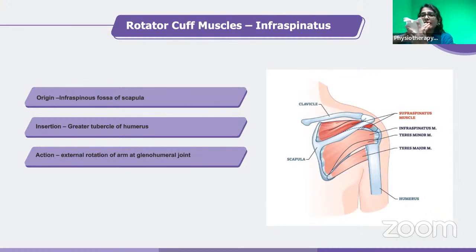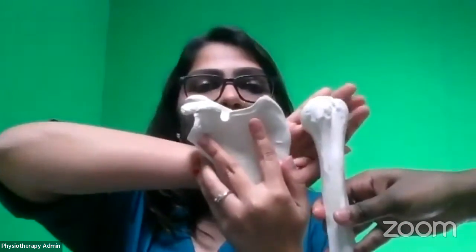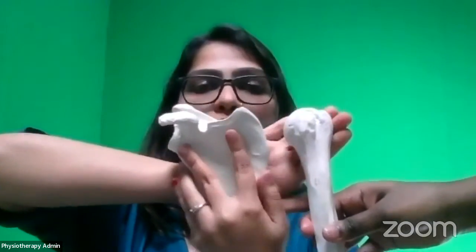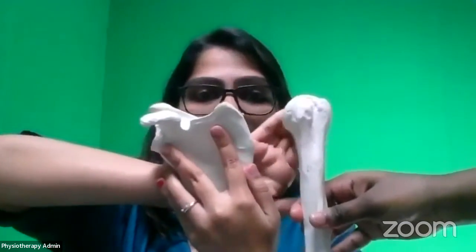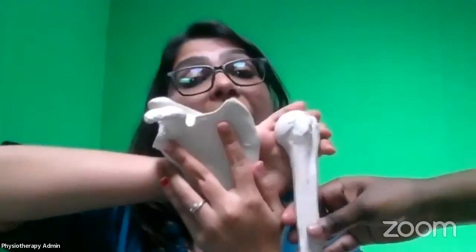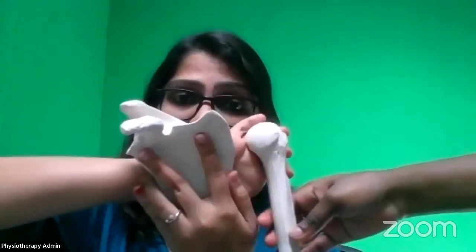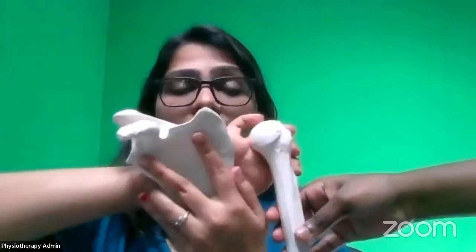Why? Because it was going like this and from the infraspinous fossa, it got inserted into the greater tubercle like this. Okay. So when I am contracting this, I am pulling my humerus into external rotation as well as adduction. It will also cause adduction and it will also cause external rotation. Same is the action of teres minor.